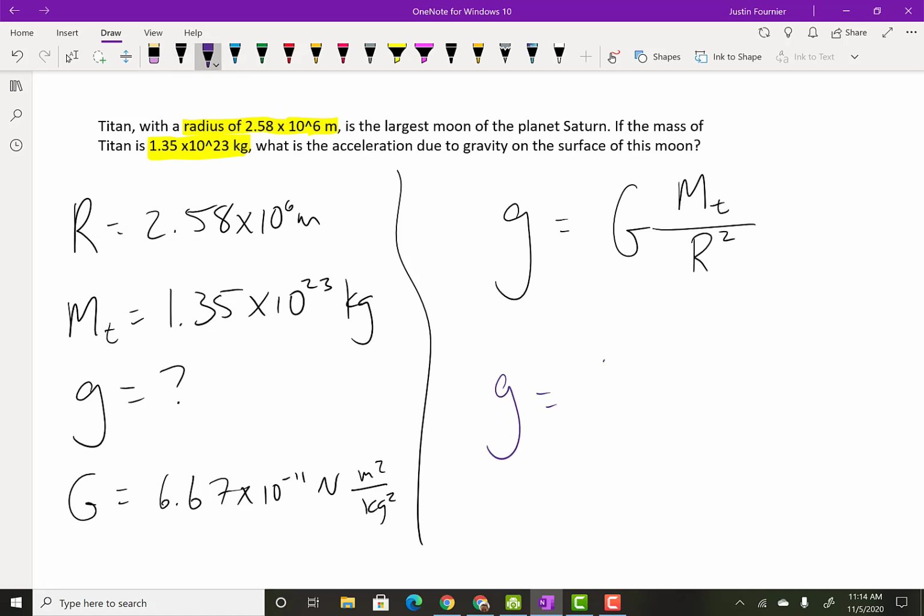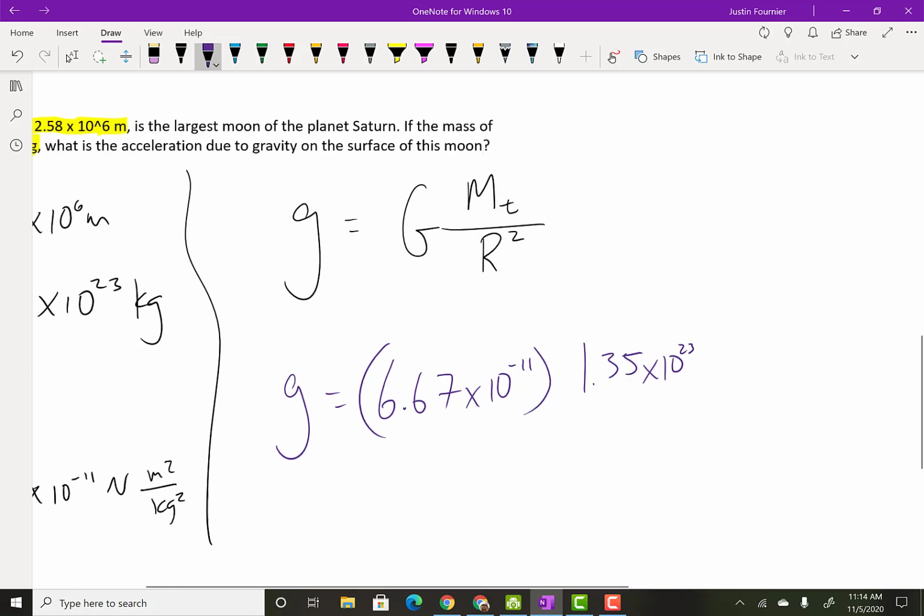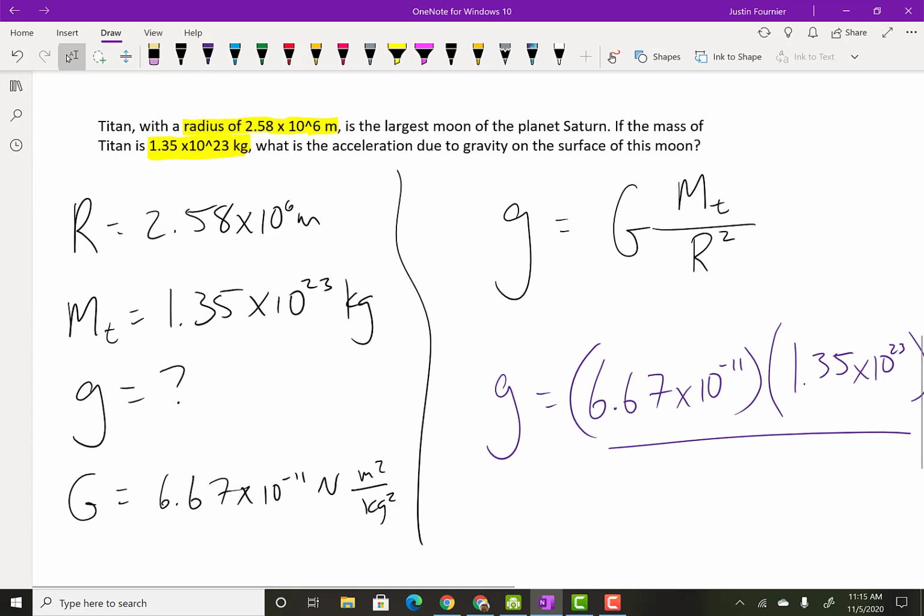So it's going to be g equals 6.67 times 10 to the negative 11, times the mass, 1.35 times 10 to the 23 kilograms, and then divide all that by r squared. That's going to be 2.58 times 10 to the 6, and all of this is squared. Don't forget to square all of that.